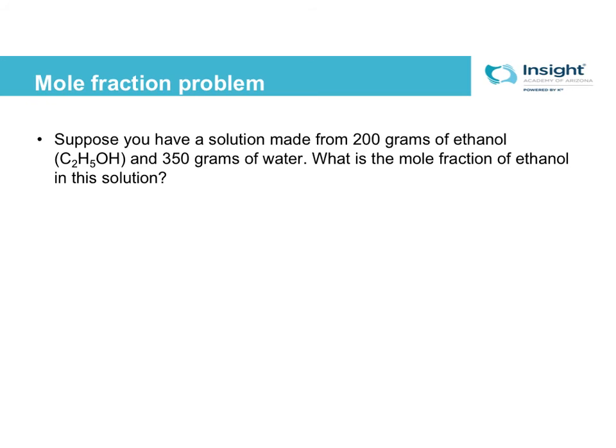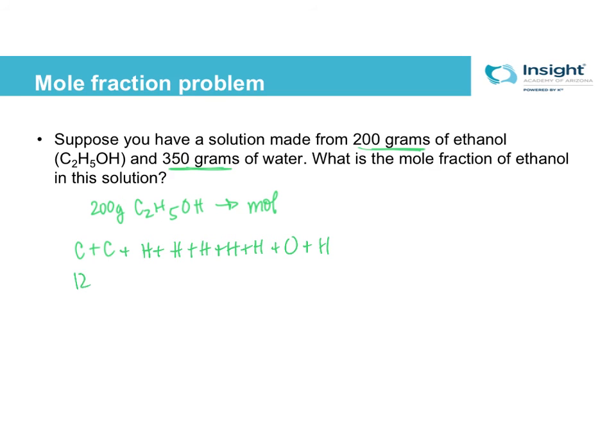The tricky thing here is these values are given to us as masses. We need to convert both of those to moles. All right, so our 200 grams of C2H5OH, we need to convert that to moles. All right, which means we need our molar mass of ethanol, which is going to be 2 C's plus 5 H's plus an O plus one more H. All right, so we've got 12 plus 12 plus 1 plus 1 plus 1 plus 1 plus 1 plus 16 plus 1.